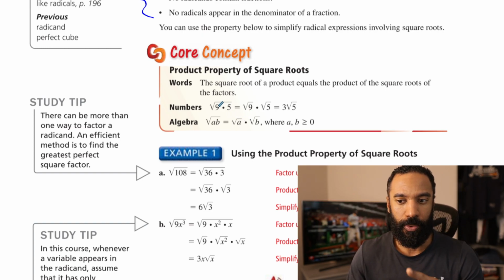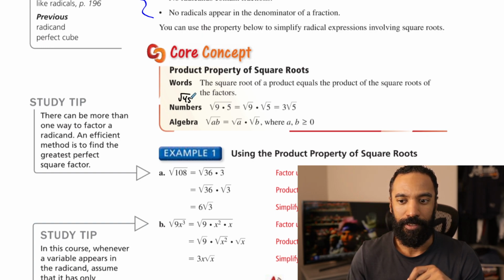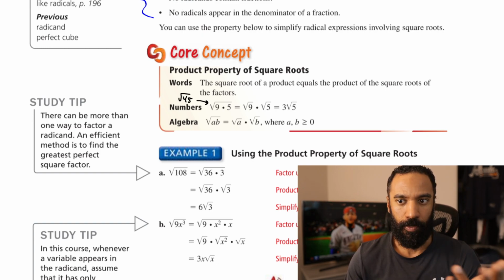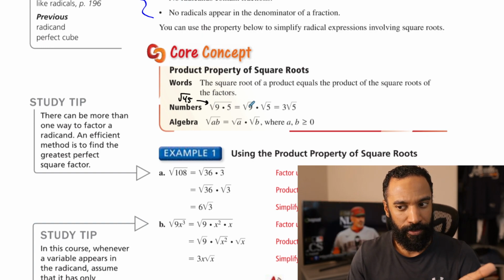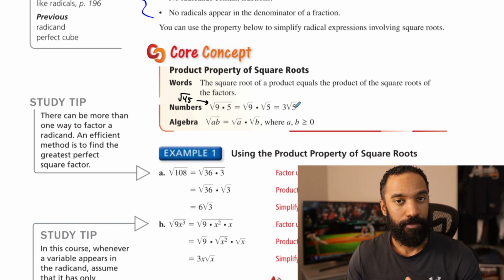Here's an example, and I want to show it even before this because they're showing root 9 times 5. The square root of 45 can be broken up into root 9 times root 5. And we do that so we can take the square root of 9, which is 3. This is an example of simplifying a radical.